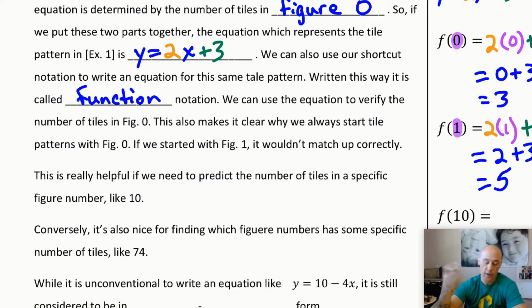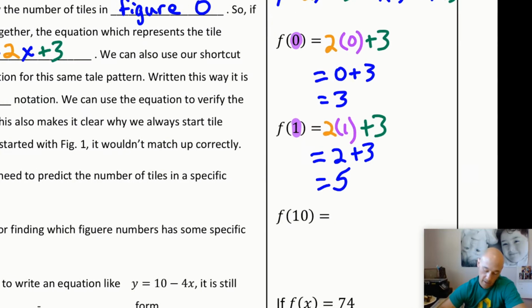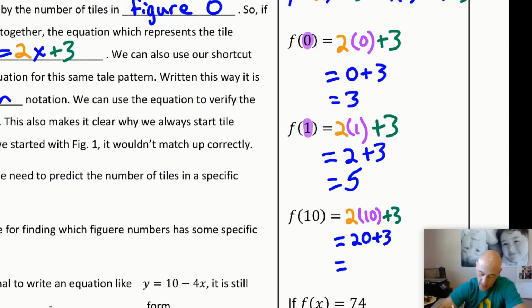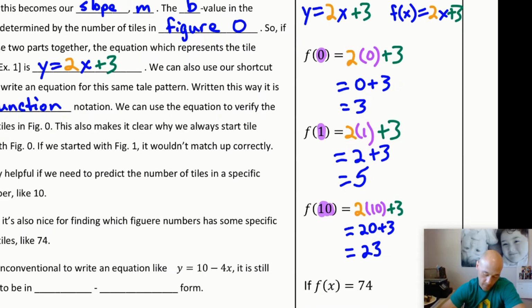It's also helpful if we need to predict the number of tiles in some specific figure number, like let's say figure 10. So this says, hey, how many tiles are in figure 10? Well, again, we just plug in. We say 2 times 10 plus 3. Well, 2 times 10 is 20, plus 3 is 23. There are 23 tiles in figure 10. Let me just highlight this so that you can remember where that 10 comes from.